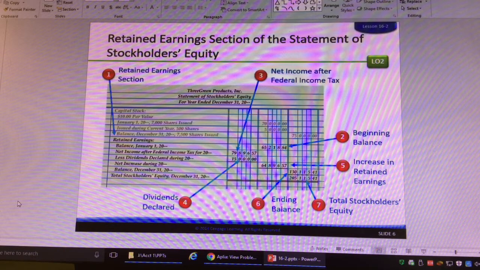That amount goes in the second amount column. On 6, we add the beginning balance of retained earnings and the increase in retained earnings. This calculates the ending balance, and we write that amount in the third column. On 7, we add the ending amounts of capital stock and retained earnings. This calculates the total stockholders' equity, and it goes in the third column, and that's number 7.